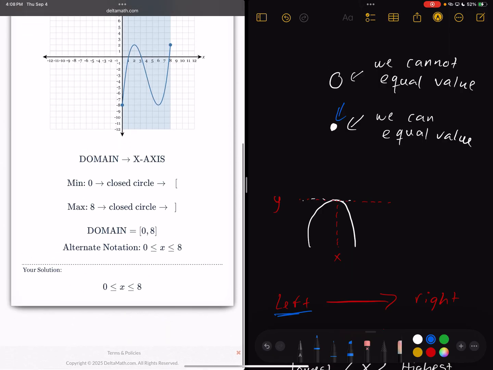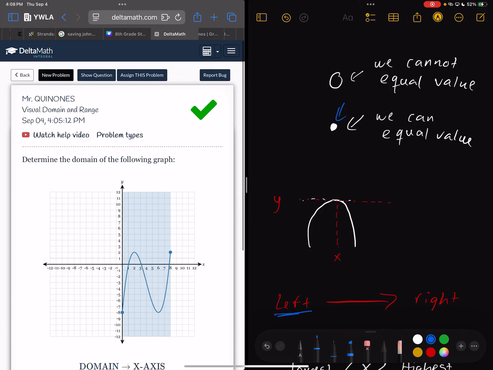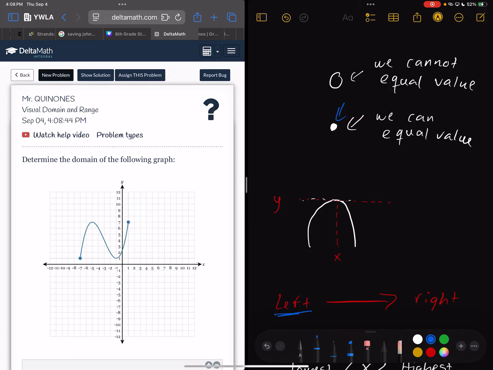For now, we want to master writing domain and range using inequalities. When we get to Algebra 2, we will talk about brackets and parentheses. But that won't be until 2 years from now. Okay? All right. Domain.